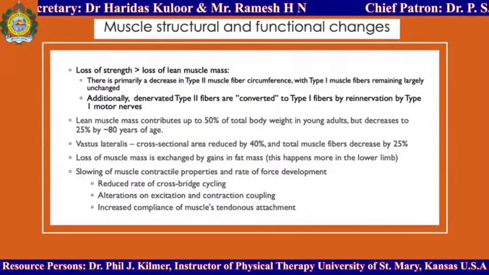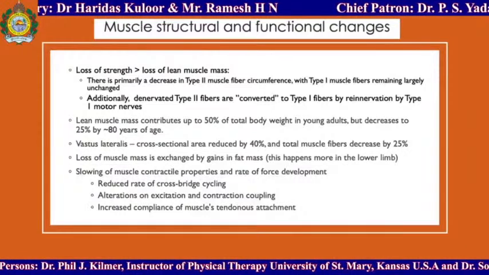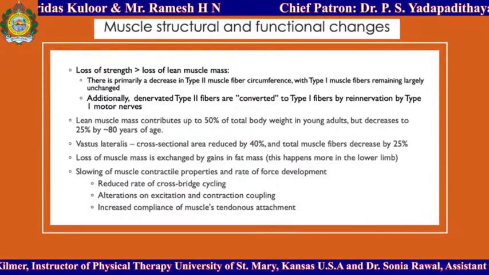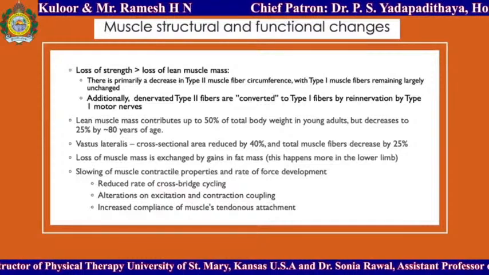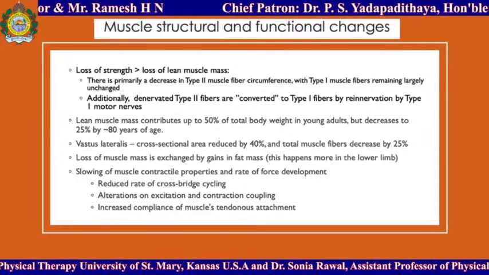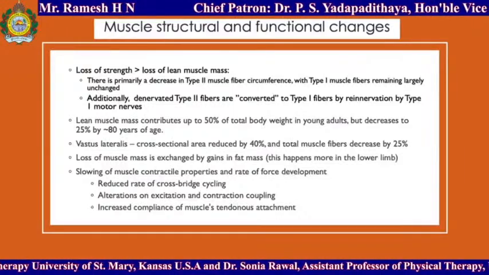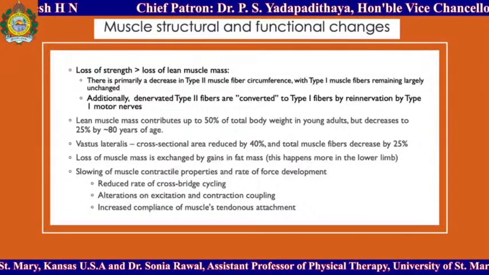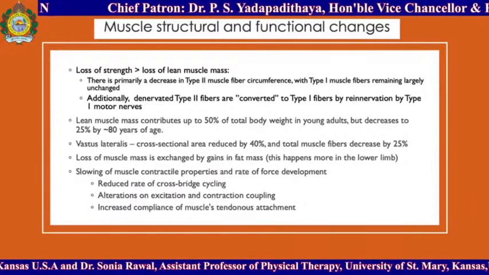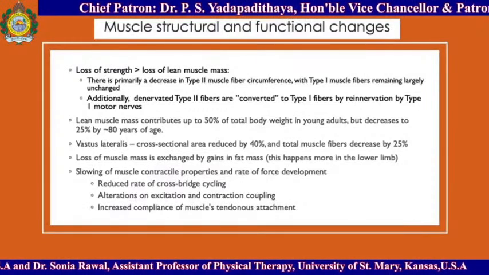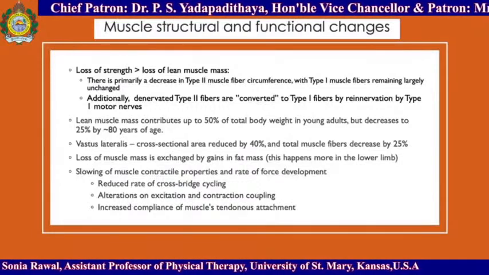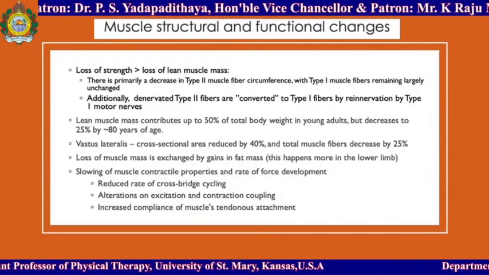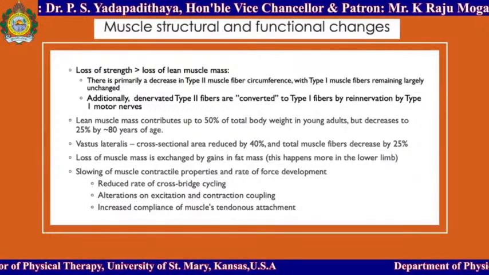Again, with the neuromuscular changes that we're seeing, we see slowing of muscle contractile properties and that rate of force development. Again, things that we're not utilizing as much. So if we're not doing activities that require quick force development, we're going to lose some of these adaptations. So we see reduced rate of cross-bridge cycling, alterations in excitation-contraction coupling, and we see increased compliance of muscles and tendinous attachments. So again, a lot of different negative changes by not stressing these different systems. Again, all of these can be addressed by doing strength training activities and power activities.